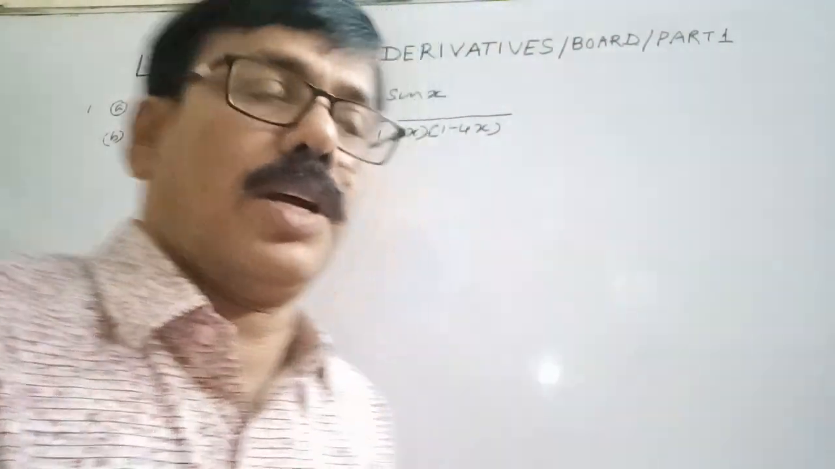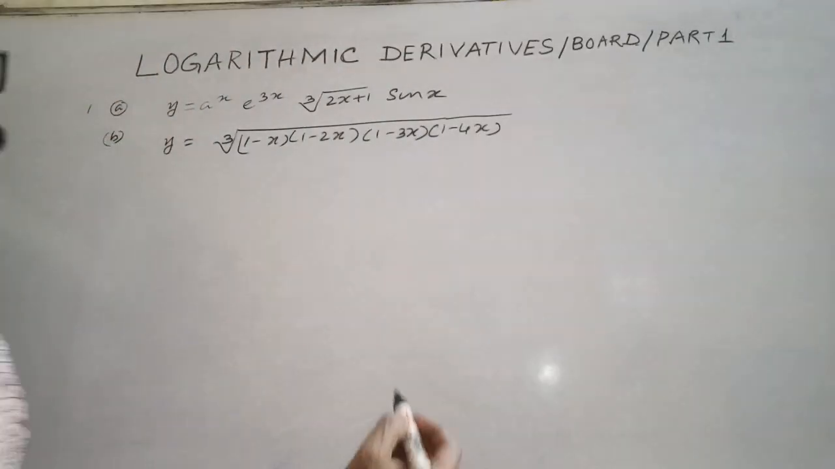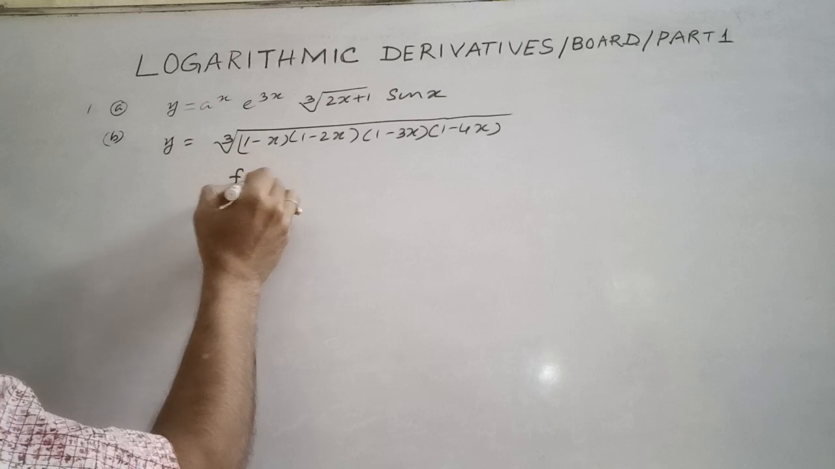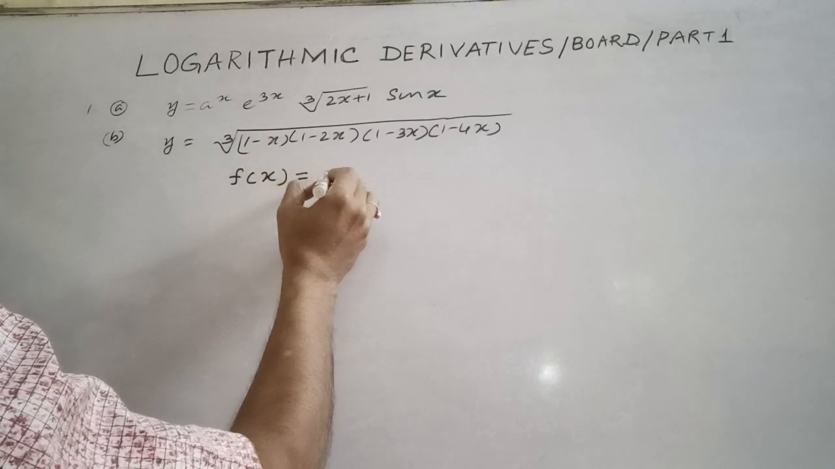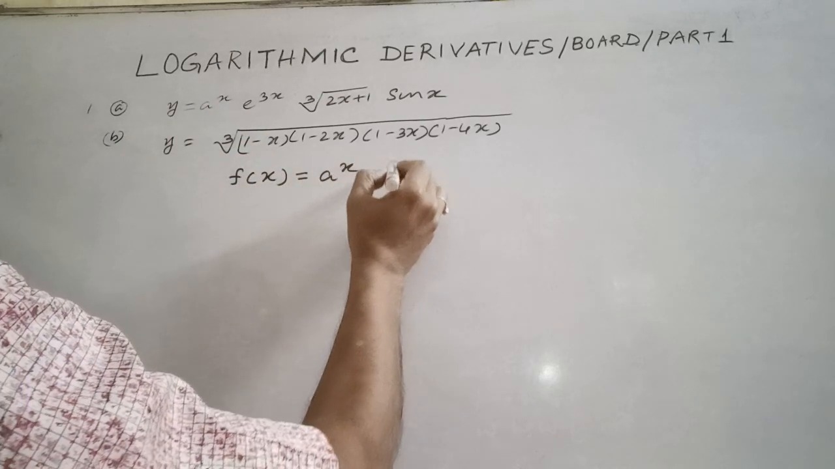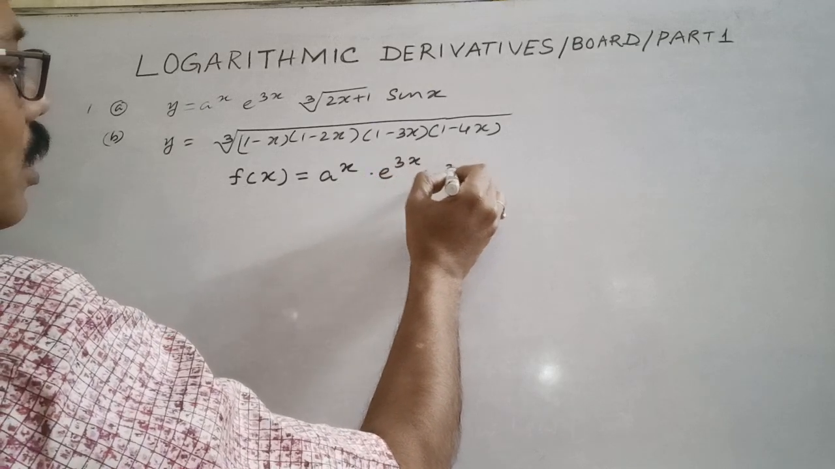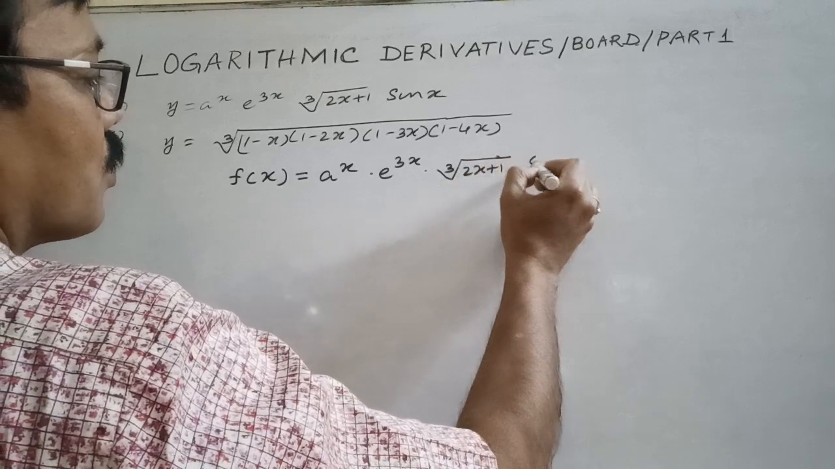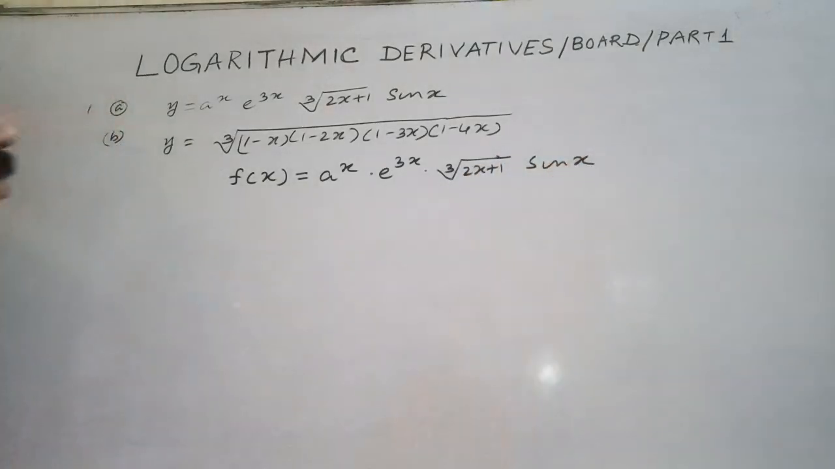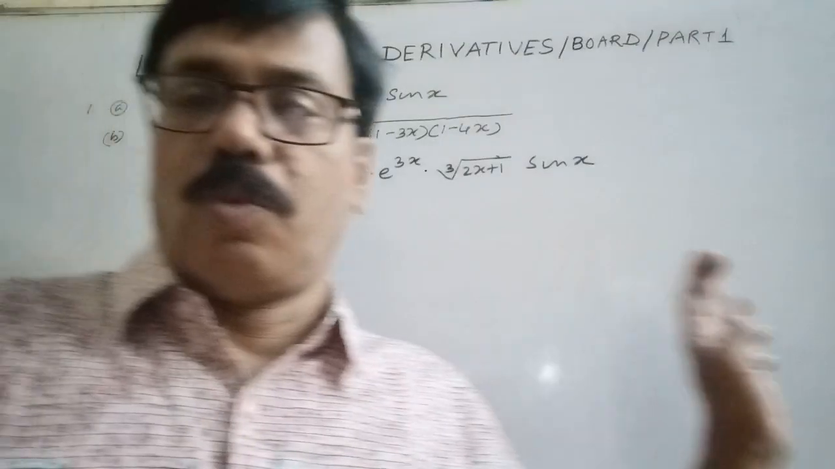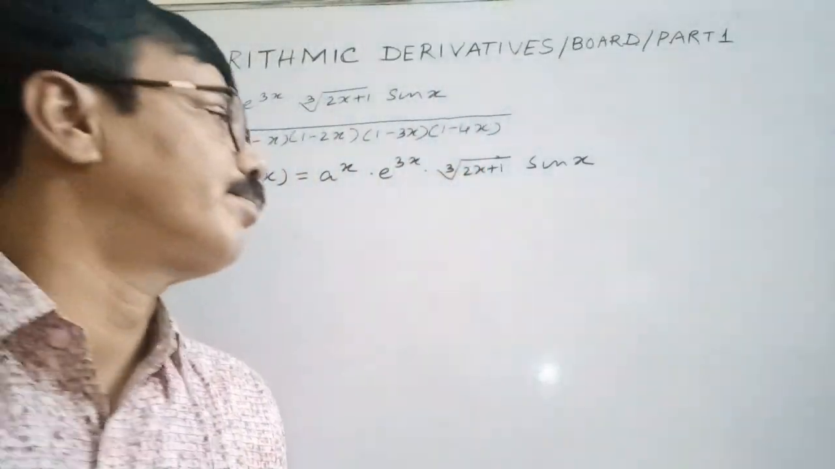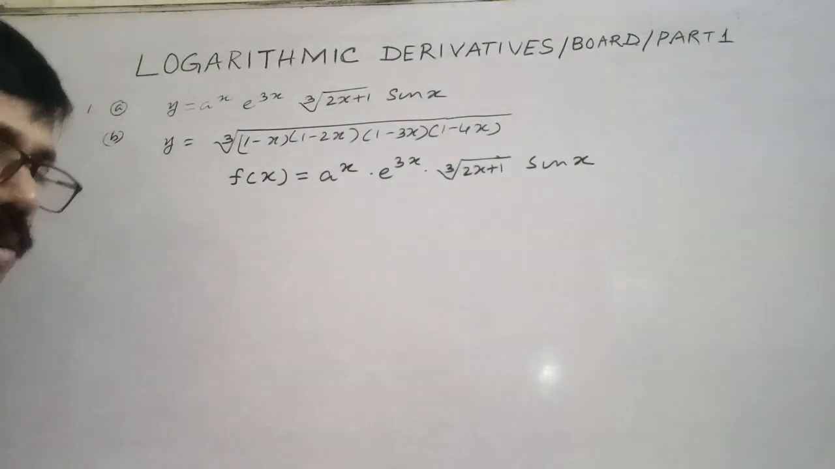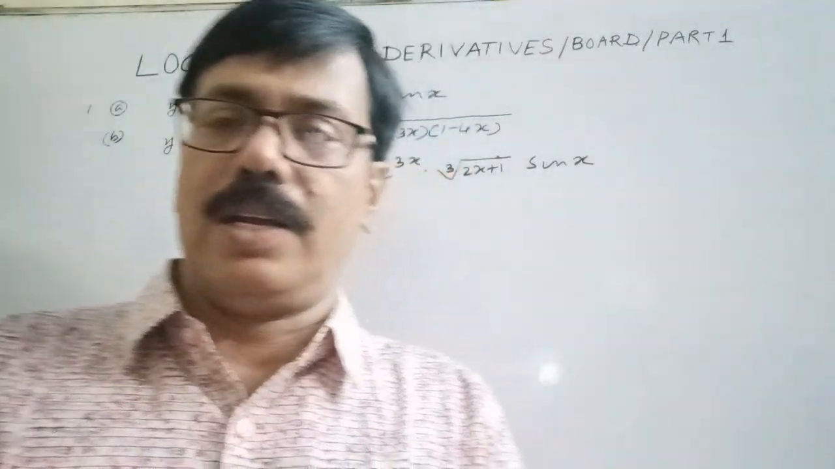So let us consider a function. Suppose y or f(x) equals a to the power x, e to the power 3x, cube root of 2x plus 1, sin x. So, product of four functions. Up to 2 or 3, we can differentiate it by product rule.